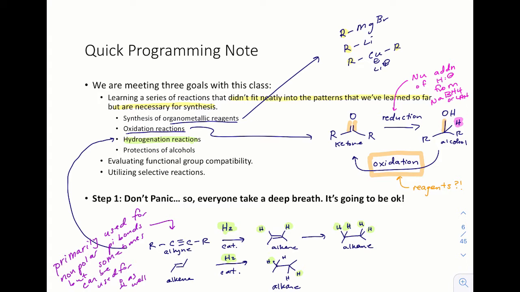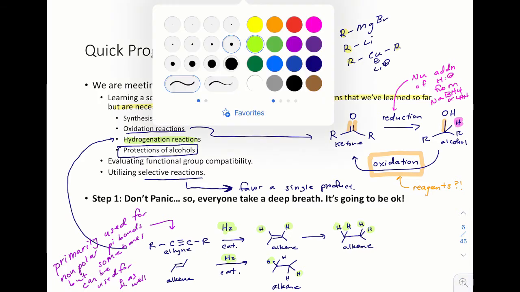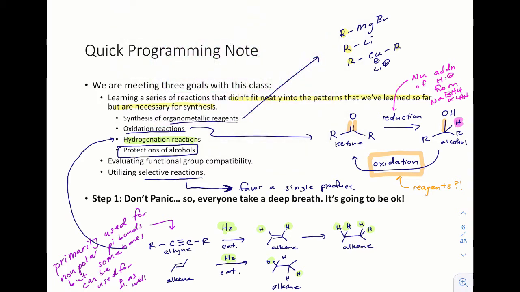Finally, we'll introduce the protection of alcohols, so stay tuned for that. We'll evaluate functional group compatibility and think about utilizing selective reactions, reactions where there may be 2 functional groups that may react, but we can use some special conditions or a special reagent so that only one reaction takes place, favoring one product. We'll be learning a few new reactions and we'll be doing a lot of practice problems.